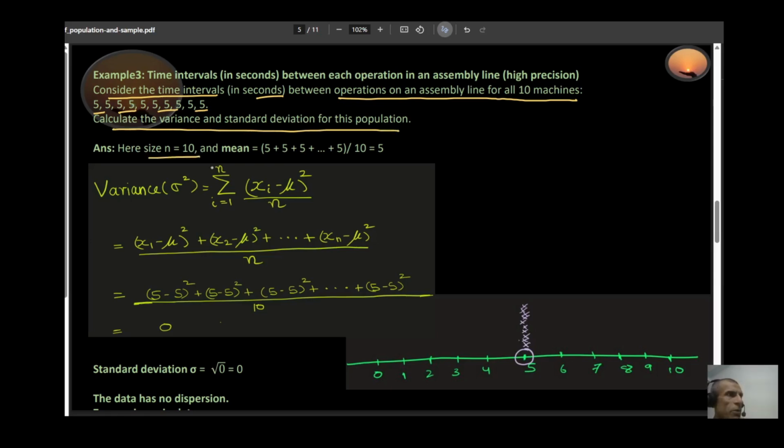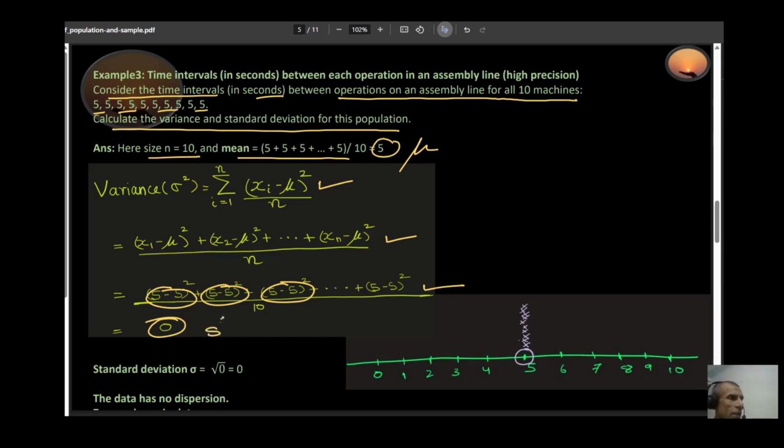Here, my size is equal to 10. Calculate your average: add all the numbers together, divide by 10, and the answer is 5. This is my mu. Use your expression, expand the expression, substitute the values: 5 minus 5 squared, 5 minus 5 squared, 5 minus 5 squared, all the way up to 5 minus 5 squared, and the answer is 0. So your variance is 0, in this case 0 seconds squared.